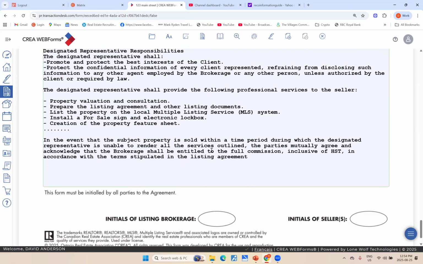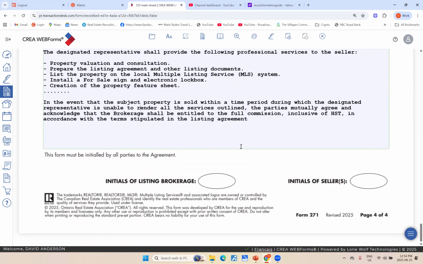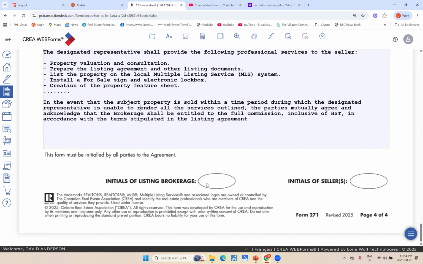In the event that the subject property is sold within a time period during which the designated representative is unable to render all the services outlined, the parties mutually agree and acknowledge that the brokerage shall be entitled to the full commission, inclusive of HST, in accordance with the terms stipulated in the listing agreement. So basically, that says that if you've decided that you're going to stage this property, you're going to spend $4,000 staging it, and you don't get that done, that's not coming off of the commission. You just didn't get to it, but they still owe the commission. So that is the Schedule A, and it gets initialed here by the listing brokerage and the sellers.